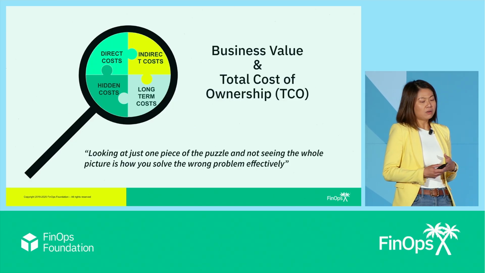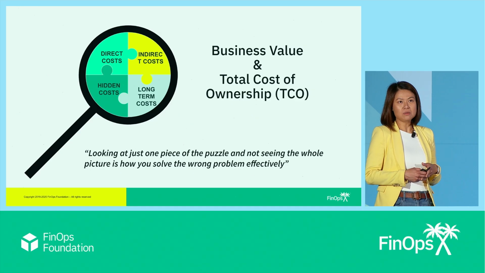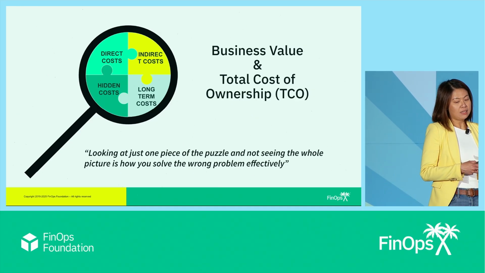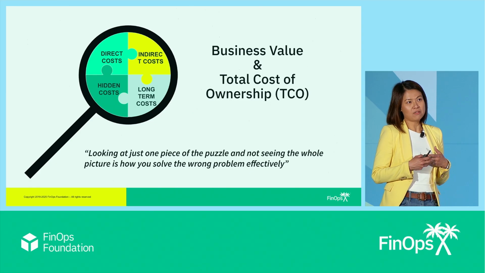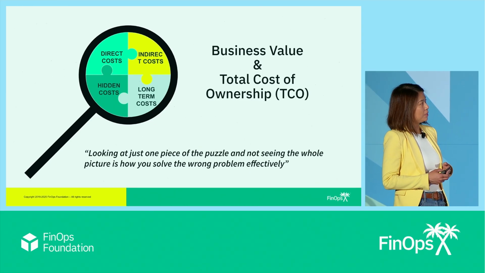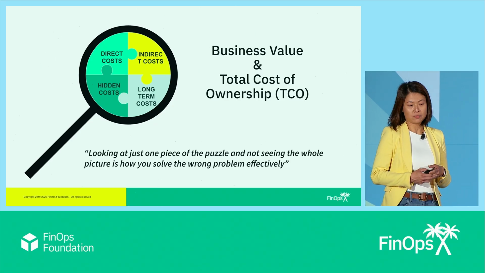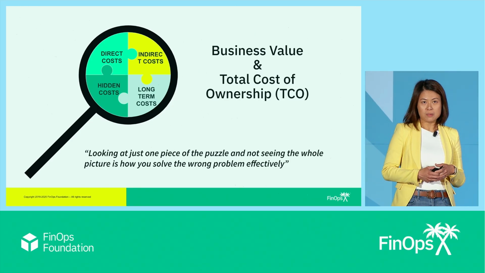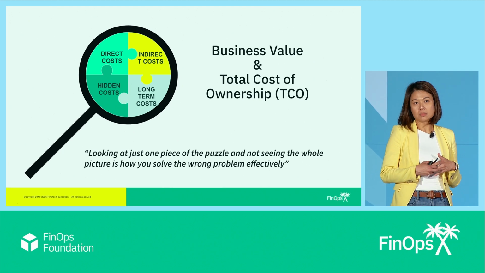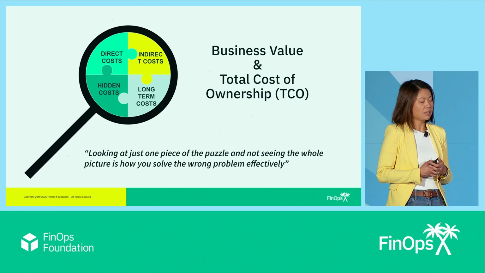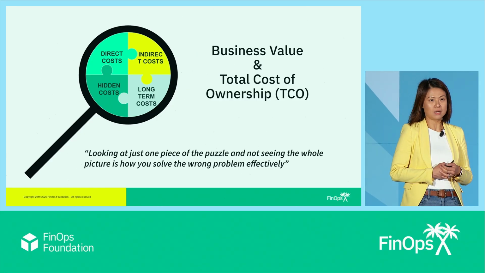So in terms of how we actually connect business value and quantify it, it's about looking at it holistically, because true business value is only recognizable if it's complete and accurate. And how we accomplish this is by leveraging the total cost of ownership. What you see on the slide here is essentially the 4 big building blocks that make up the most common TCO: direct costs, indirect costs, hidden costs, and our favorite, long-term costs.